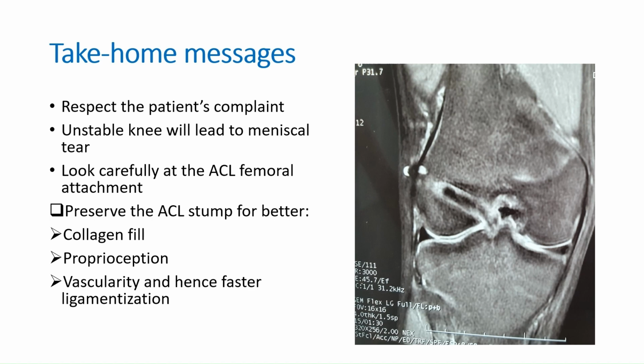If we preserve the ACL stump during reconstruction, this leads to better collagen fill, of course, on the femoral, tibial, and mid-substance areas, better proprioception because the proprioceptors on the surface of the native ACL are left, and even it aids with the vascularity of the graft and hence faster ligamentization.